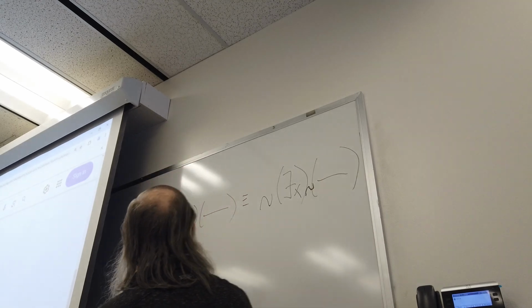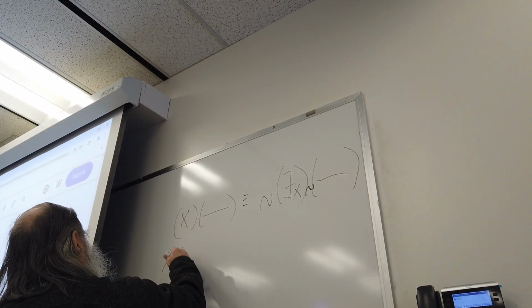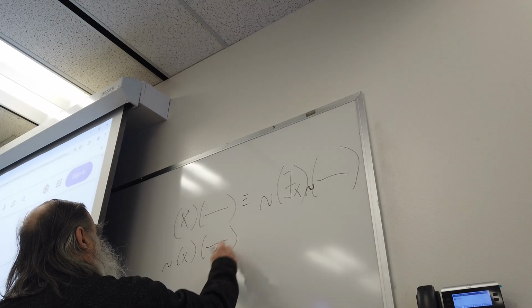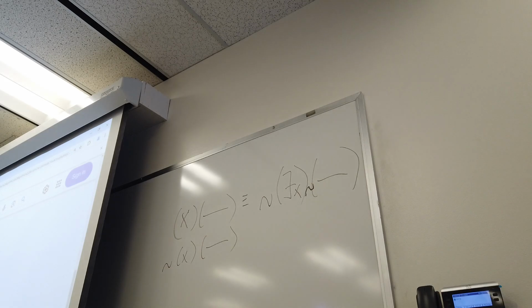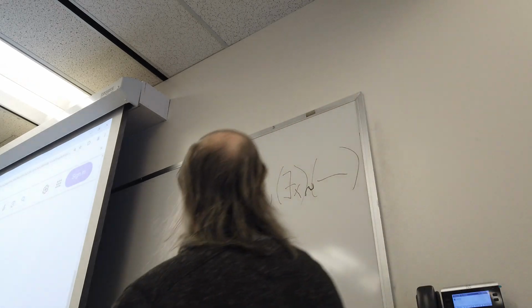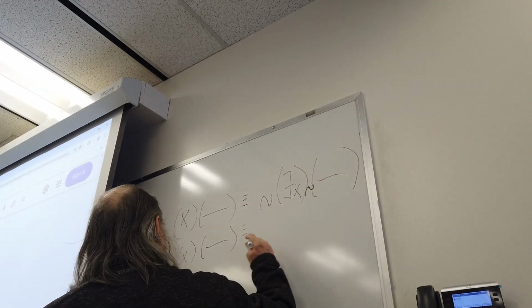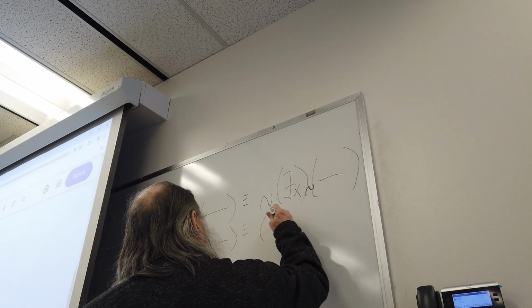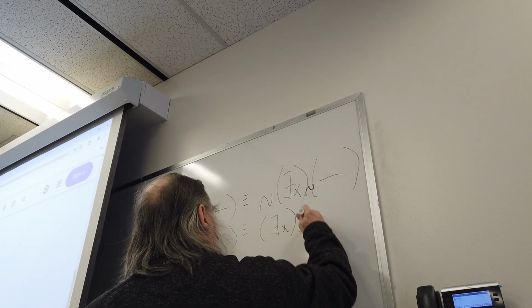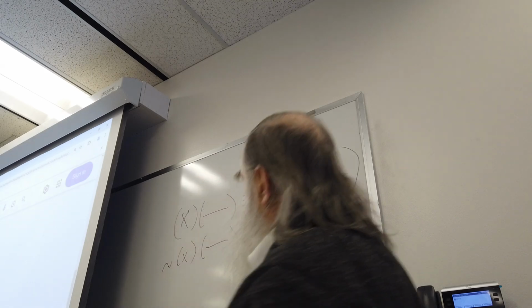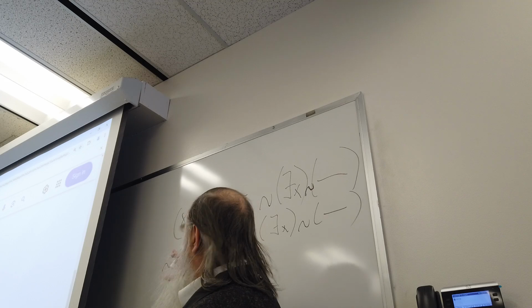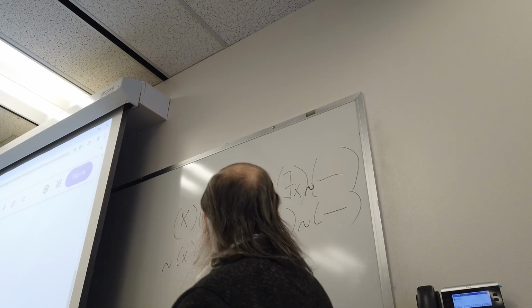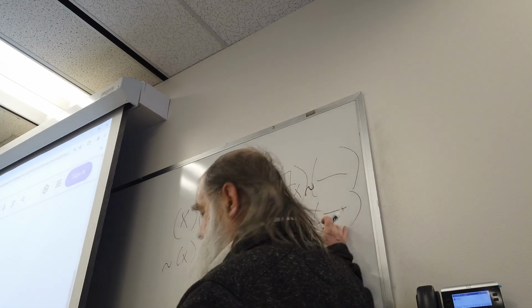Now if I put a negation sign in front of one side of this, it's not the case that everything is this. That turns out to be equivalent to saying there is something that is not that. It's not the case that everything is this. Also, there is something that is not that.